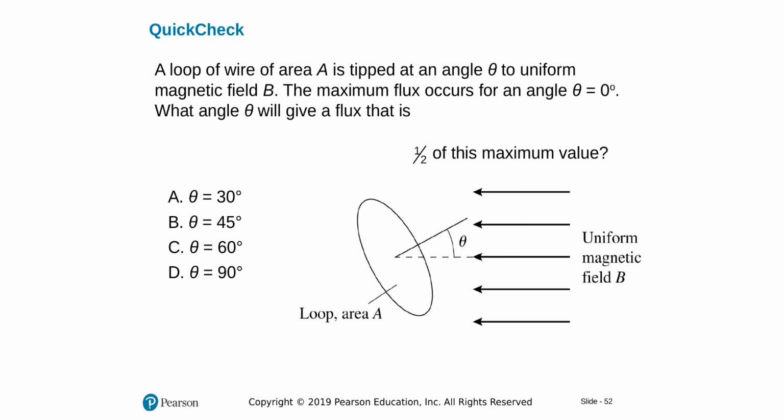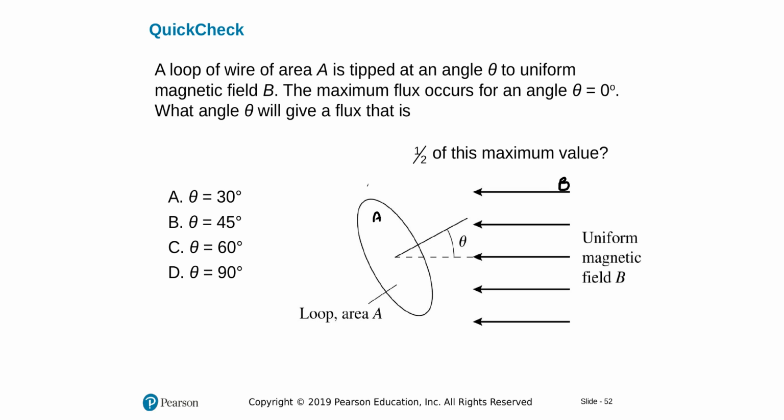This question is giving us a loop of wire with area A that is tipped at an angle theta, as you see in this figure here, to a uniform magnetic field B. This is our magnetic field.